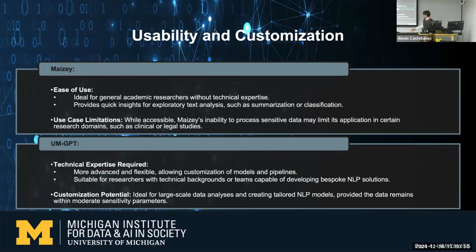Usability and customization. You might be able to use Maisie a little bit better. However, if we want a more flexible approach, UMGPT is the way to go. Maisie, you can hop right into it. UMGPT, you might need some technical know-how on how to create these models and tune them the way you want them to.